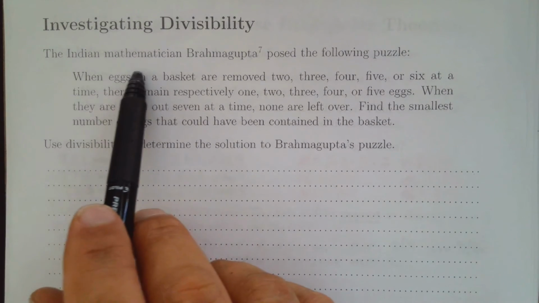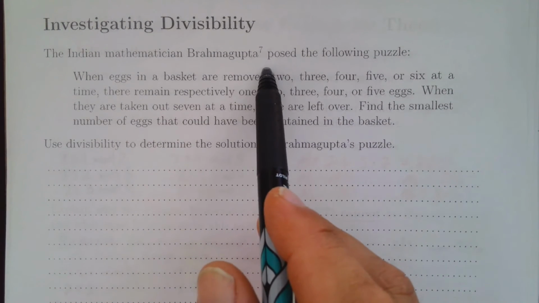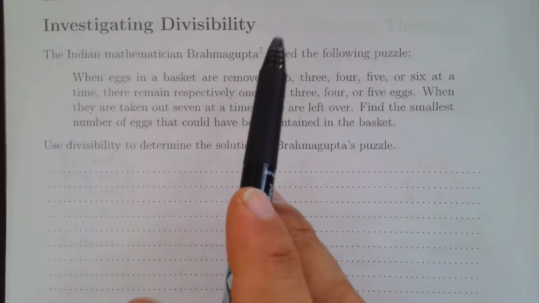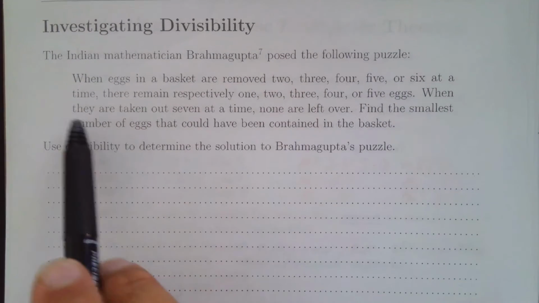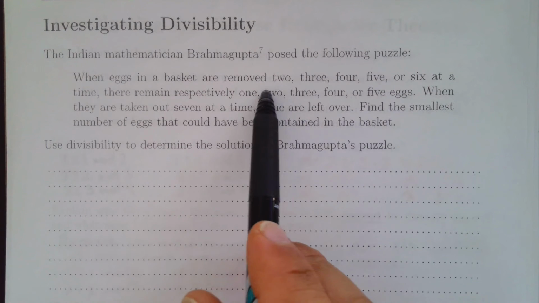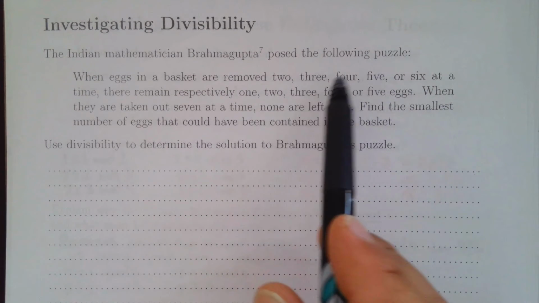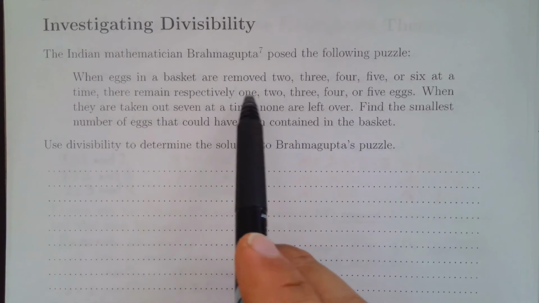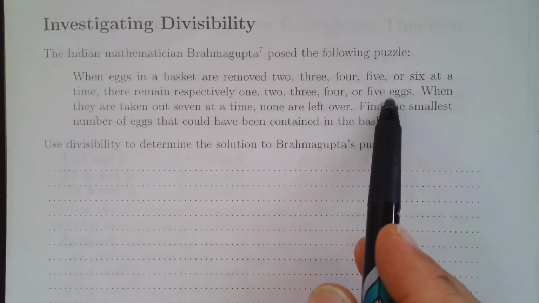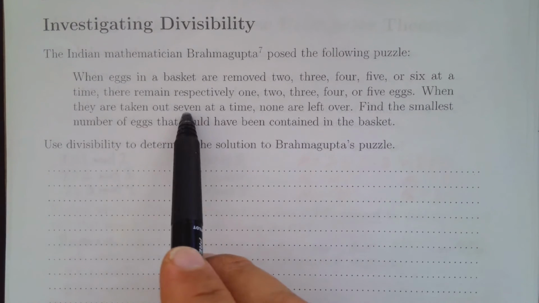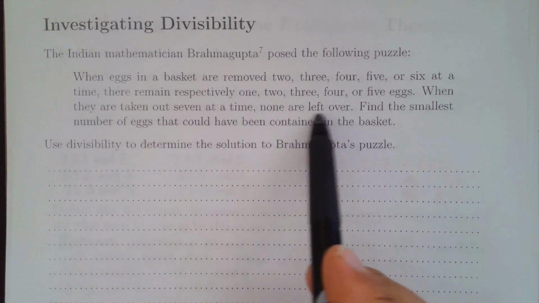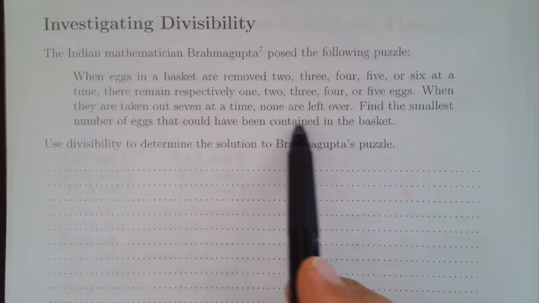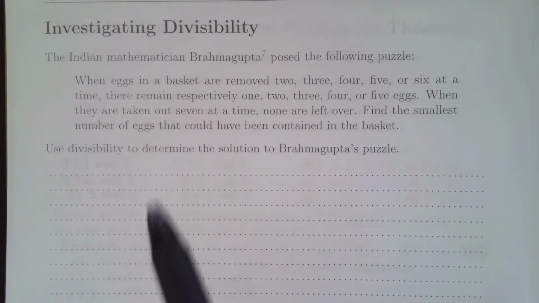Okay, and so we know about the Indian mathematician Brahmagupta, and you can read more about him or watch more about him on the links that I provide, and he poses the following puzzle. When eggs in a basket are removed 2, 3, 4, 5, or 6 at a time, there remain respectively 1, 2, 3, 4, or 5 eggs. When they are taken out 7 at a time, none are left over. Find the smallest number of eggs that could have been contained in the basket.